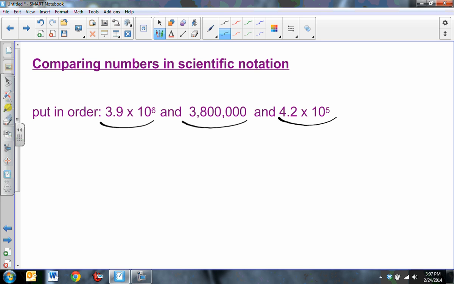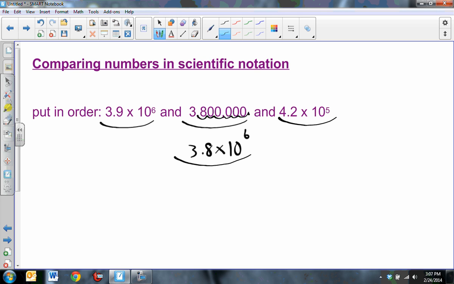Well, we should probably put that in scientific notation so that we can compare it. So the decimal place is right now at the end here. We're going to go 1, 2, 3, 4, 5, 6. So we'll get to 3.8 times 10 to the 6. Okay, so now we can compare our numbers. We've got them all in scientific notation.